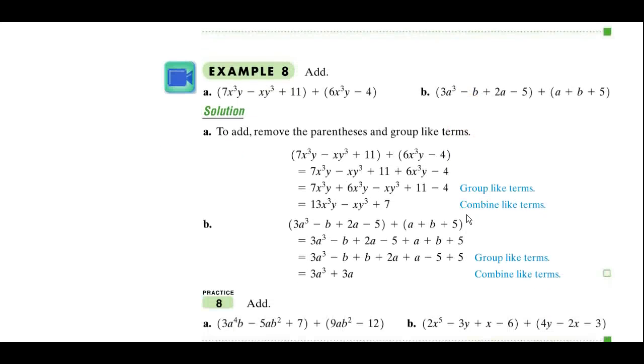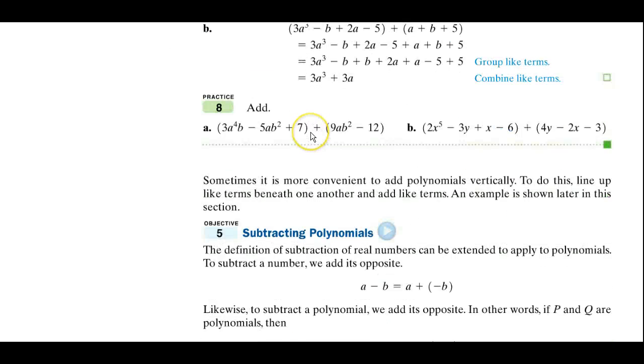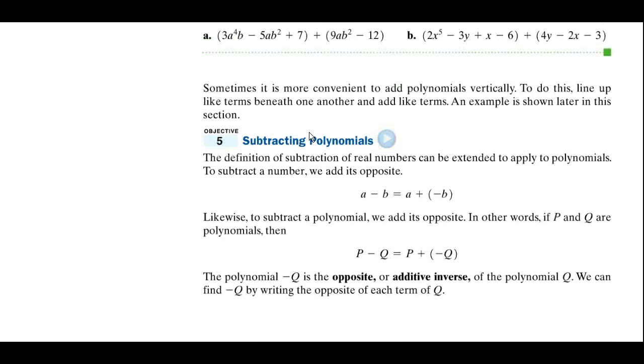Now, example 8 is very similar. Again, you want to put your like terms vertically. We'll have some practice of that in a little while.